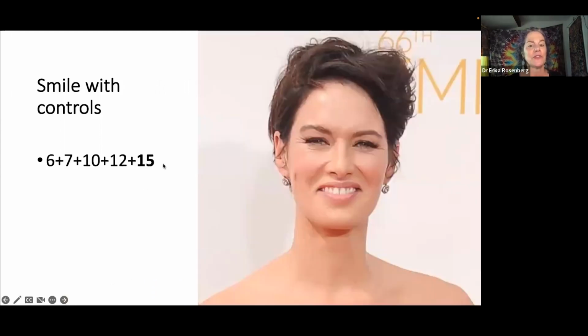We also notice that people use 15 to control their smiles, and this is the actress Lena Headey, Cersei Lannister to many of us. I have noticed in many pictures of her that she uses a 15 with her 12, and you notice it by the lip corners: compared to a smile without 15, she brings the lip corners down.